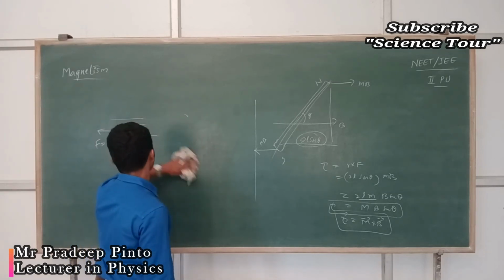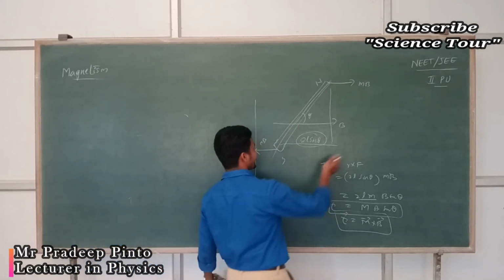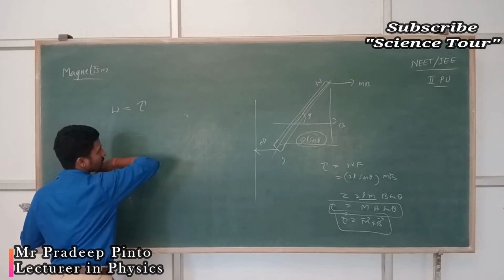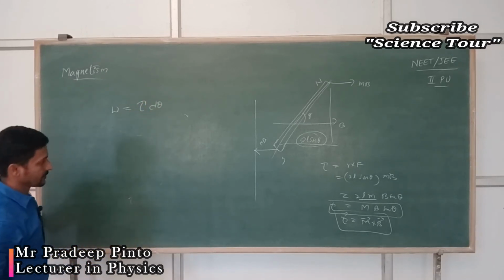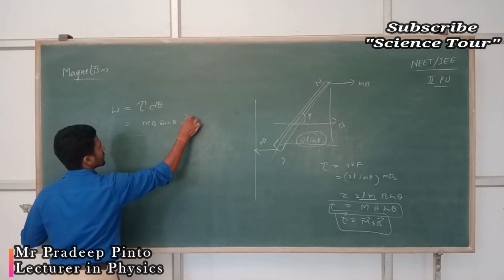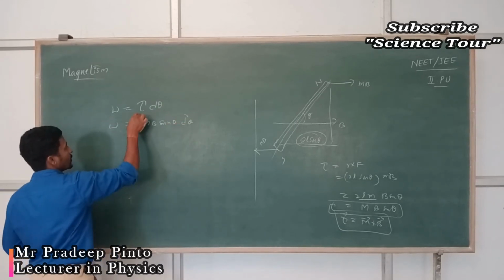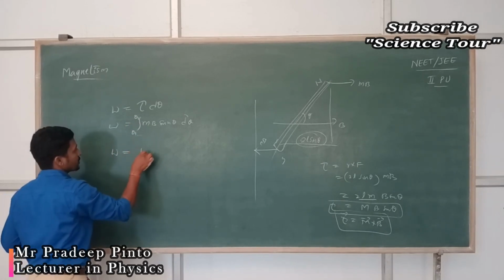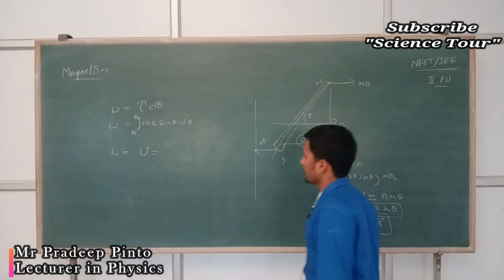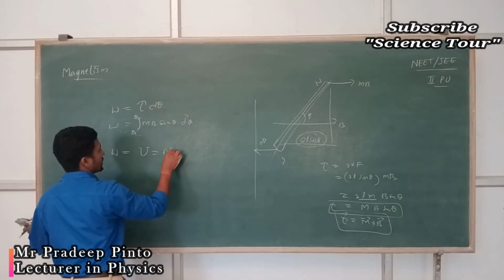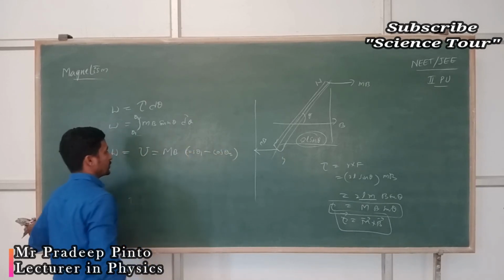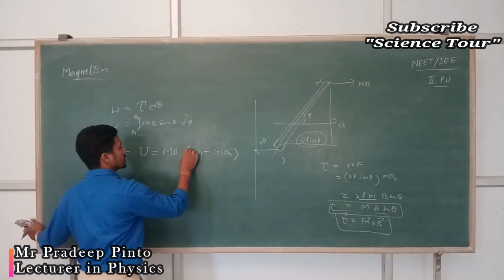Now suppose I do some work to rotate it against that magnetic field. Work is nothing but the work done against the torque through a certain angle theta, isn't it? So the integral of mb sin theta d theta, from theta 1 to theta 2. So the work done is nothing but the potential energy. mb is constant, so we are going to get mb cos theta 1 minus cos theta 2, isn't it?